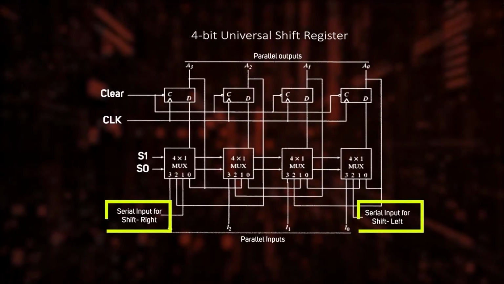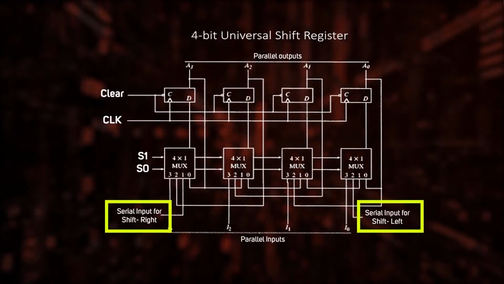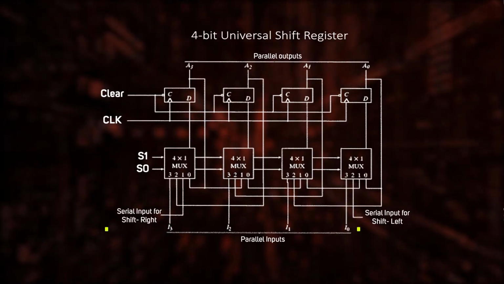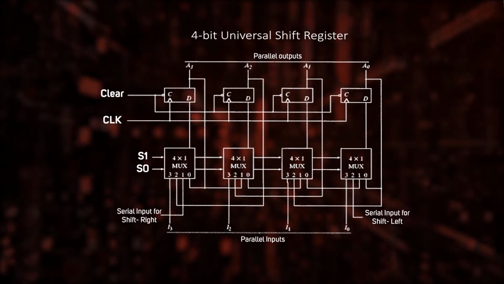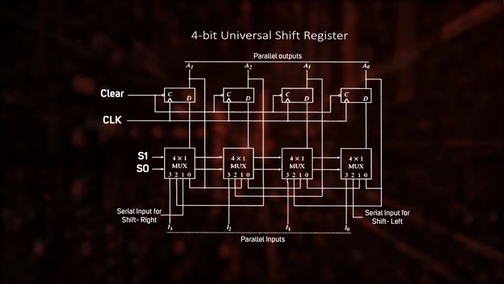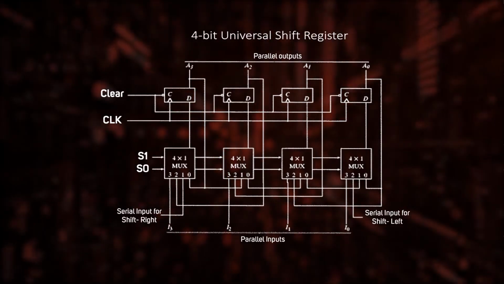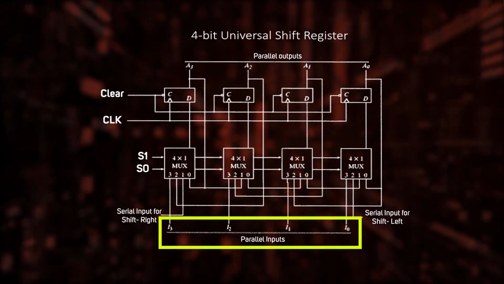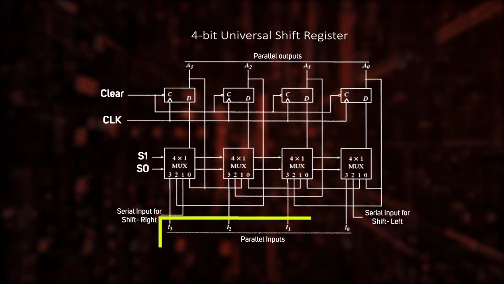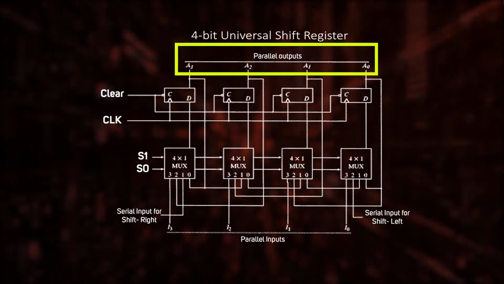Next, it has serial input for the left shift and the right shift registers. The output line A0 forms the serial output of the register and A3 forms the serial input of the register. There are 4 parallel inputs I0 to I3 and 4 parallel outputs A0 to A3.